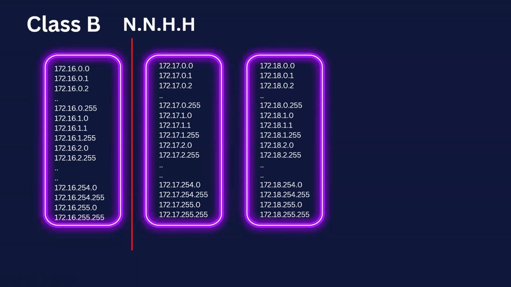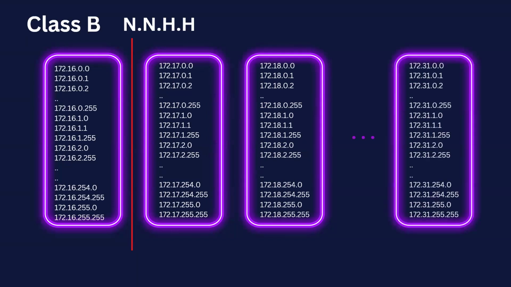Then 19.0.0 to 19.255.255, that's the next network. 20.0.0 to 20.255.255, next network. Like that, it goes on to the last network, which is 172.31.0.0 to 172.31.255.255. That's the last private IP in class B.